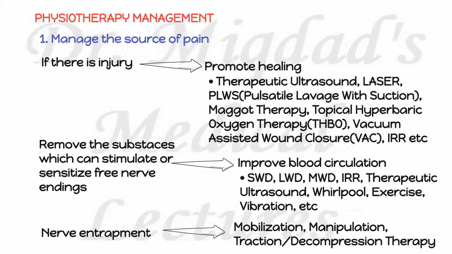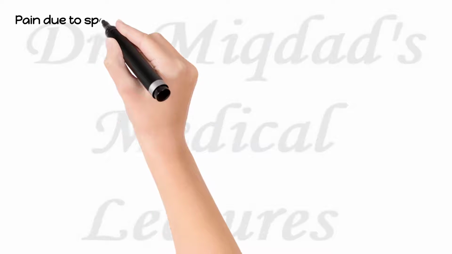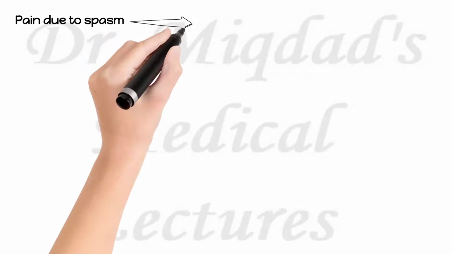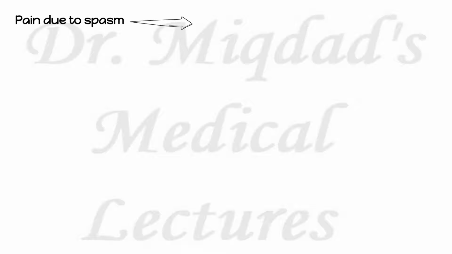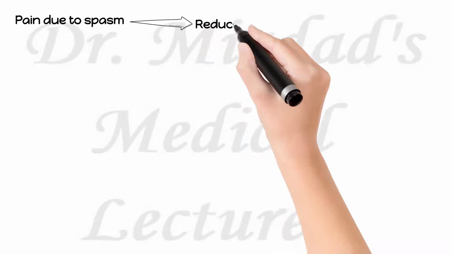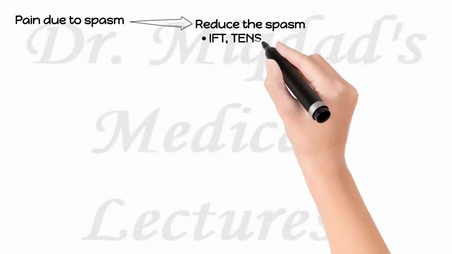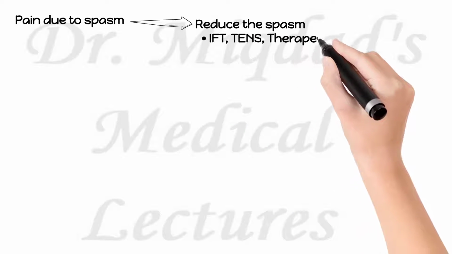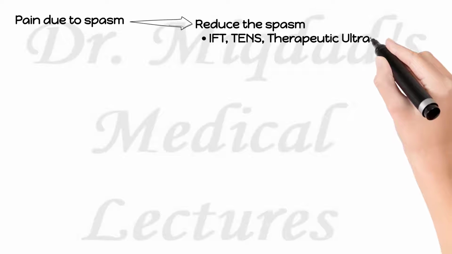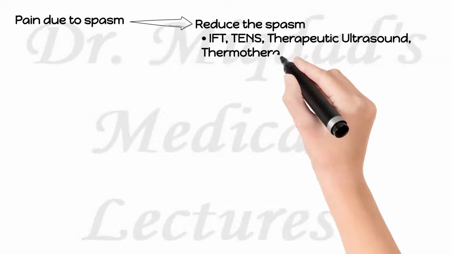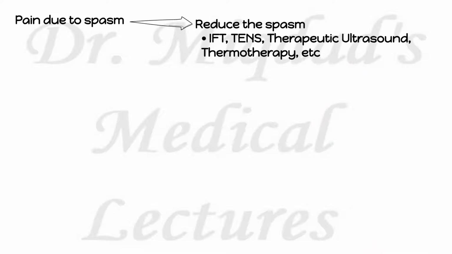The next most common cause of pain is spasm. In previous lecture, we have discussed about the pain-spasm-pain cycle. So if spasm is the cause of pain, then our aim should be to reduce it. We can use various modalities to reduce the spasm. They include interferential therapy, transcutaneous electrical nerve stimulation, therapeutic ultrasound, thermotherapy, etc. This is all about managing the source of pain.